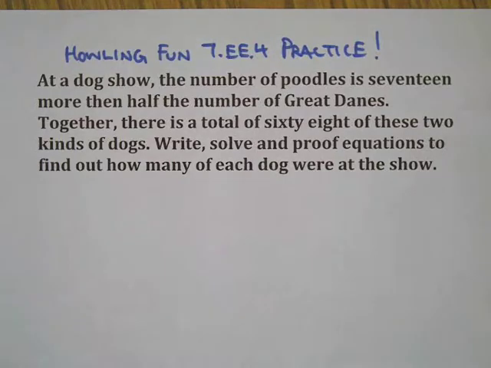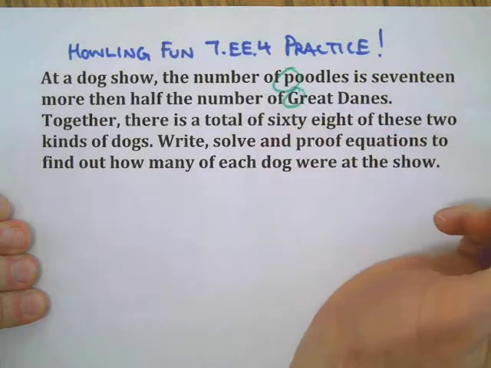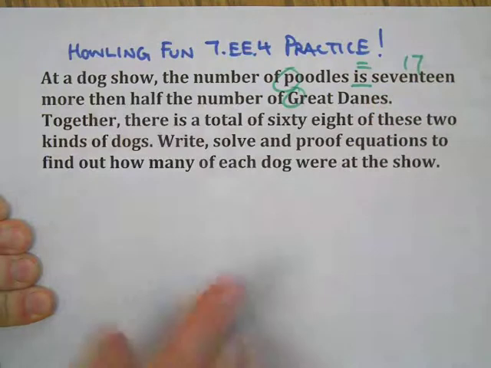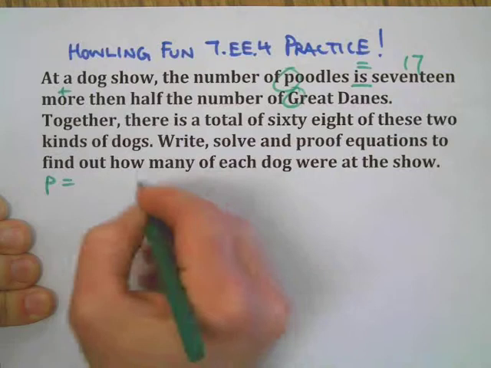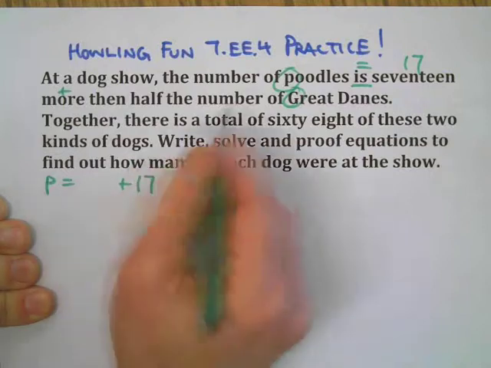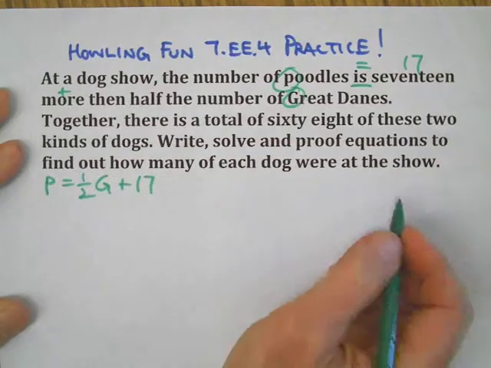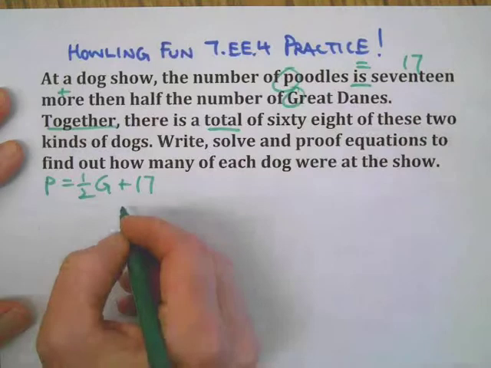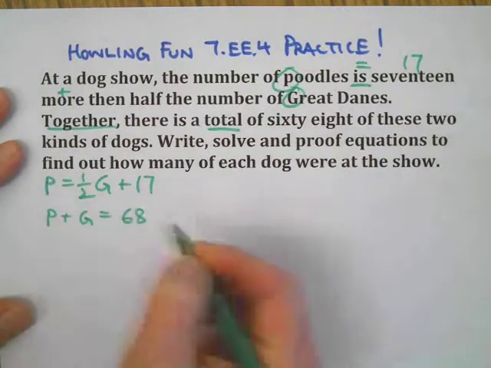All right, here we go. I'm going to start with green this time. I'm going to circle our variables. Poodles is, there's your equal sign, there's 17. You can kind of see what's going on now. Poodles is 17 more than half the number of Great Danes. Together, there's a total of 68. So poodles and Great Danes, 68.